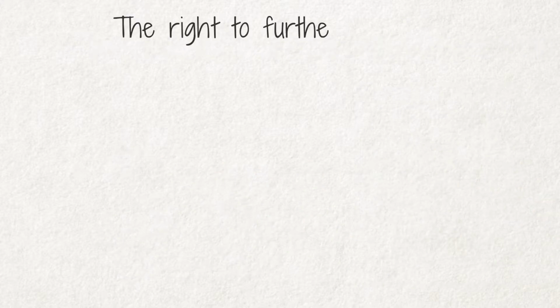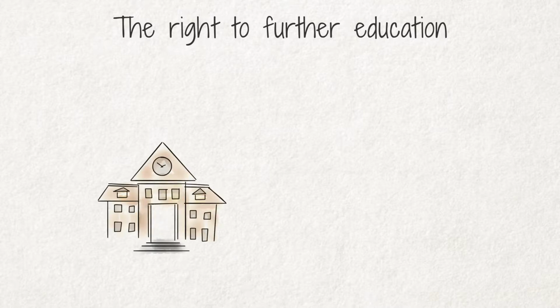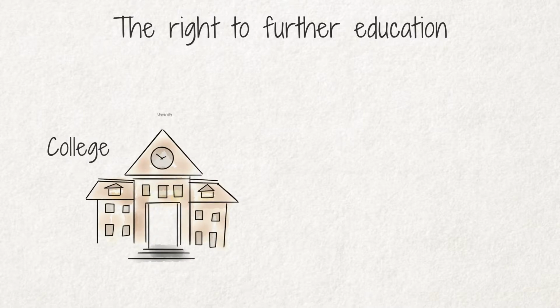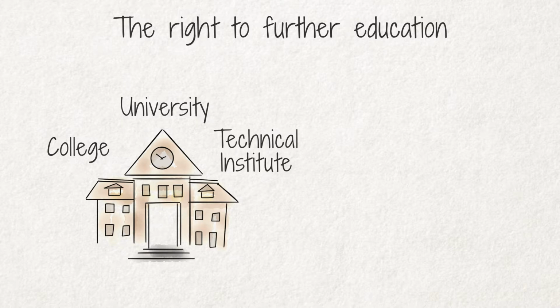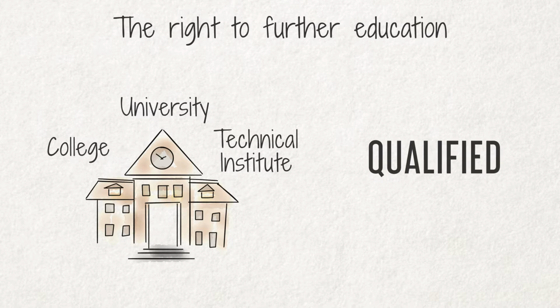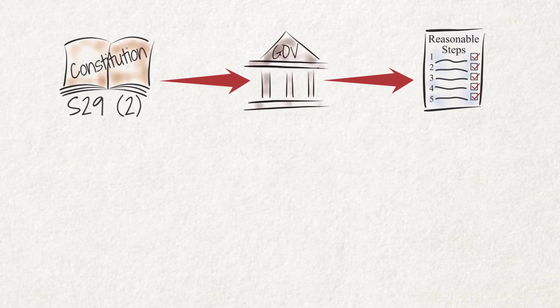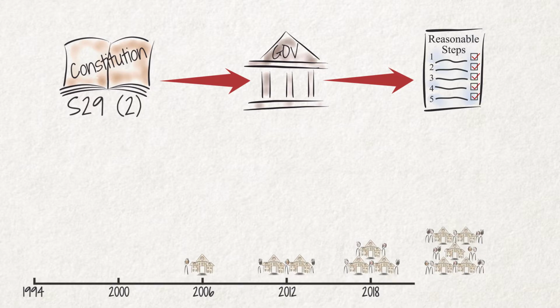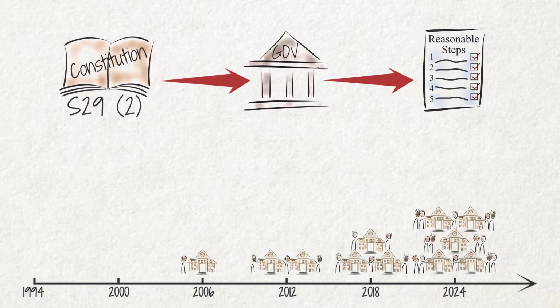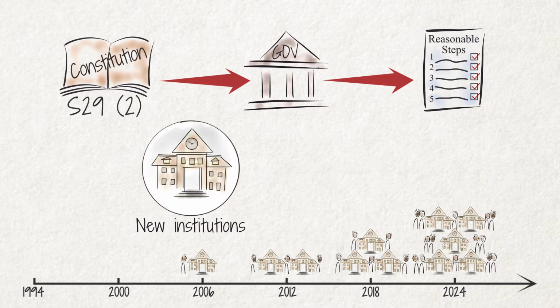The right to further education. The right to further education at a college, university, or technical institute is also guaranteed. Unlike basic education, which is immediately guaranteed for everyone, the right to further education is qualified. The Constitution requires the state to take reasonable steps to make further education available to more and more people over time. This could require building new institutions or increasing funds to existing institutions so they can accept more students.